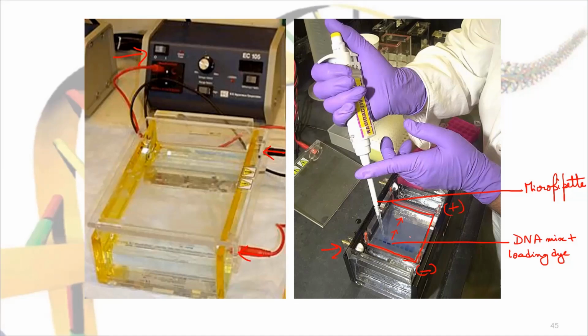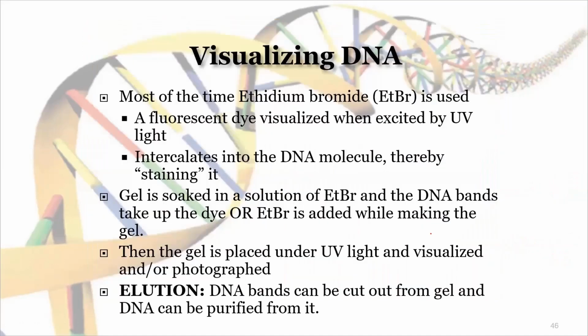But again, how will you visualize that it has got separated? So for visualization, what is done is a compound known as ethidium bromide. This is a highly carcinogenic product. It is a compound which is used, and this one is actually mixed in the gel. When we make the gel, at that time only we mix it.